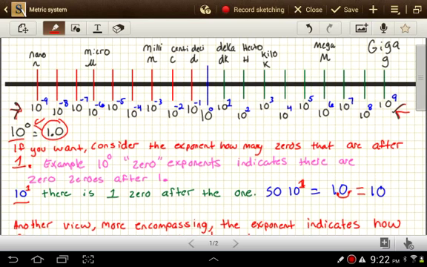equals 1.0, and I move that decimal over one place, so now I have 10. So I have 10 right here, because there is 1 zero after the 1. If I were to go 10 to the 5 up here, I would have 10 and then 5 zeros. 1, 2, 3, 4, 5. Easy does it. That's a pretty easy thing to grasp.